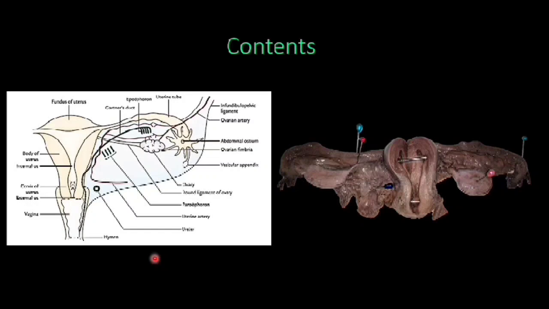Then you have the tubules and duct of epiphron. The tubules are the remnants of the proximal mesonephric tubules and the duct is a remnant of the cephalic part of mesonephric duct. Whereas you also get tubules of parophron and these are remnants of distal mesonephric tubules. And other than that, you have the lymphatics, nerves and sometimes accessory suprarenal tissue. So these are the contents of the broad ligament.